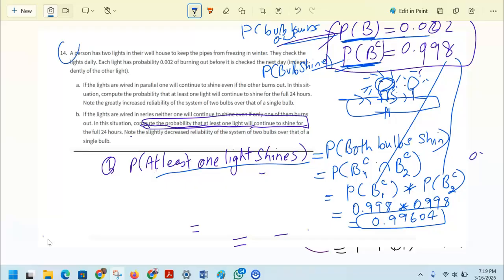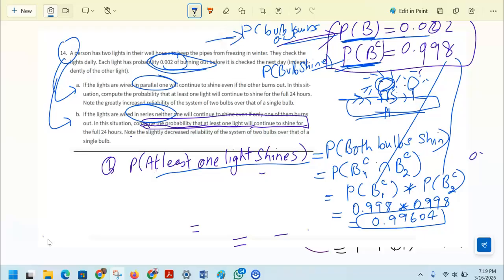So questions like this are connected to physics, and that's why you may get confused about the meaning of parallel and the meaning of series. So you have to understand that. If you understand that, then this becomes easier. And secondly, because they gave us the probability that a bulb burns out, that's why I wrote this. Complement means opposite, so it is 0.998.